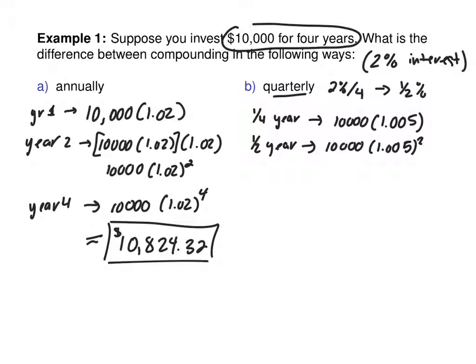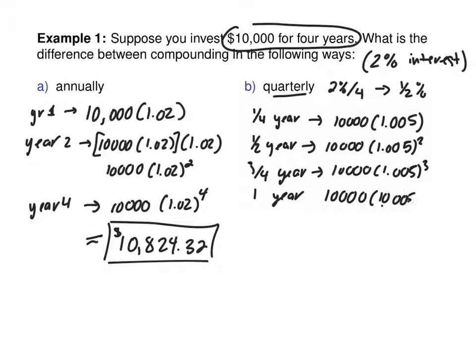And how about after 3/4 of a year? It'll be 10,000 times 1.005 to the third. And then the last one, after 1 year, it'll be to the fourth. I think I put too many zeros there. Which one do you think is going to be more money?